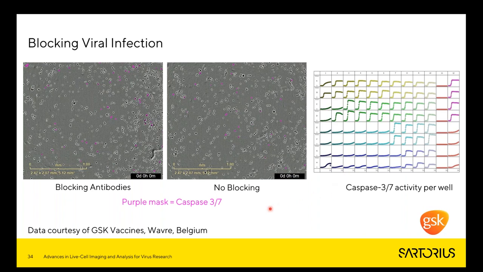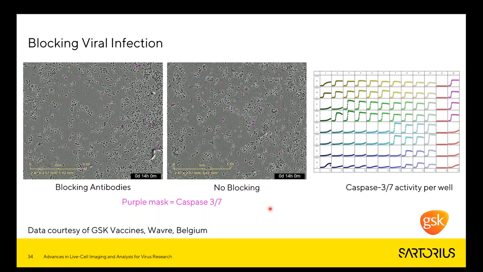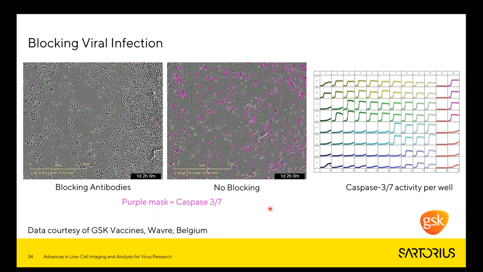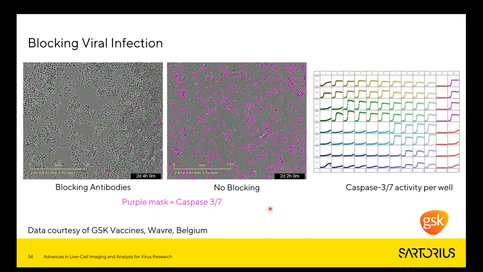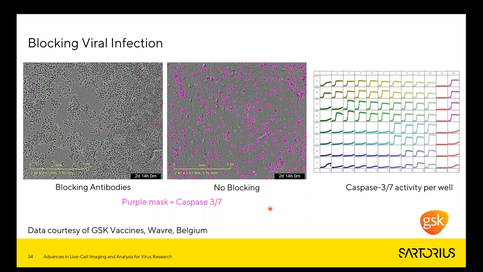So in a similar approach, but different readout, researchers from GSK Vaccines in Belgium were interested in identifying blocking antibodies that would inhibit viral infection from taking place in the host cells. So rather than looking at infectivity by using a fluorescently tagged virus, they used caspase B7 to quantify apoptosis in the host cells upon viral infection.